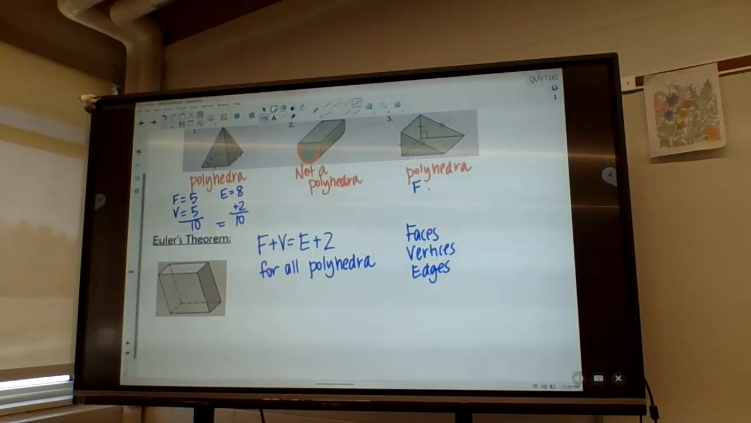So again, here, we can't do it for not polyhedra. Our faces on this one, there's 2 on the front and the back. There's 1 on the bottom. So I think 5 faces here. Our vertices, there's 3 on the front and 3 on the back. So 6. I believe we had 9 edges. And again, plus 2, they should equal each other.